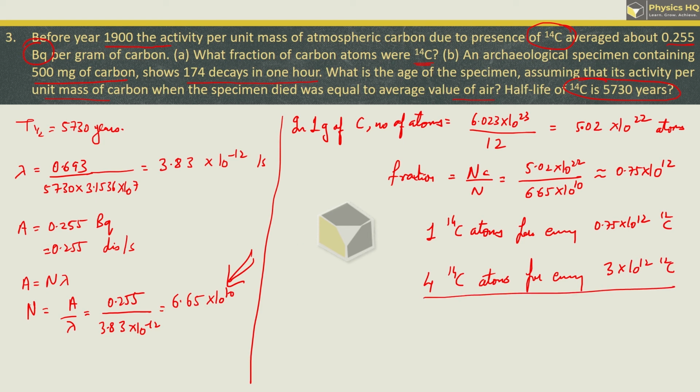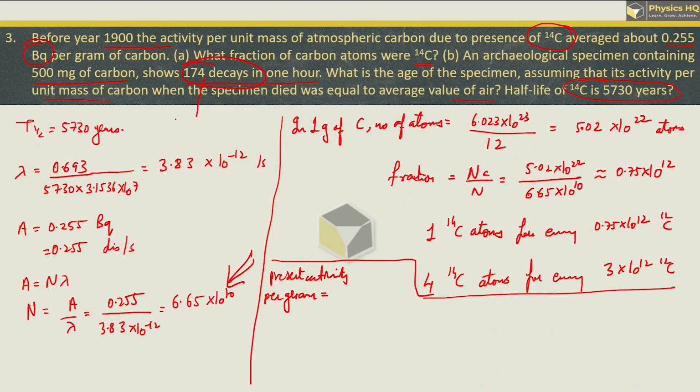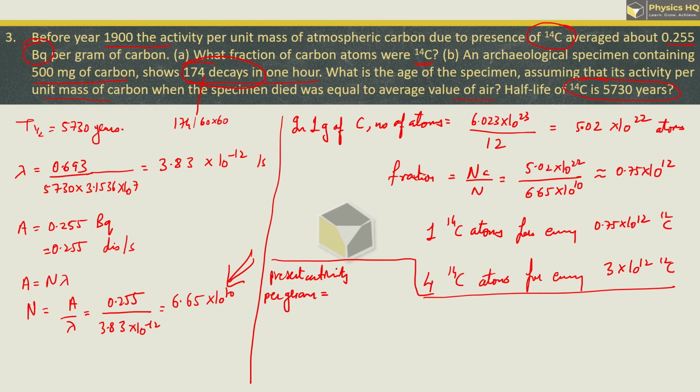Next, they have asked what is the age of the specimen, or time in simple words. So what we can do is we can find out the present activity per gram. So the present activity per gram, let's find that. The activity that they have given is 174 decays per hour. You can convert these 174 decays into seconds. So 174 per hour, you can divide by 60 for minutes and by 60 for seconds. You will get 0.04833 disintegrations per second. So we will use it over here.